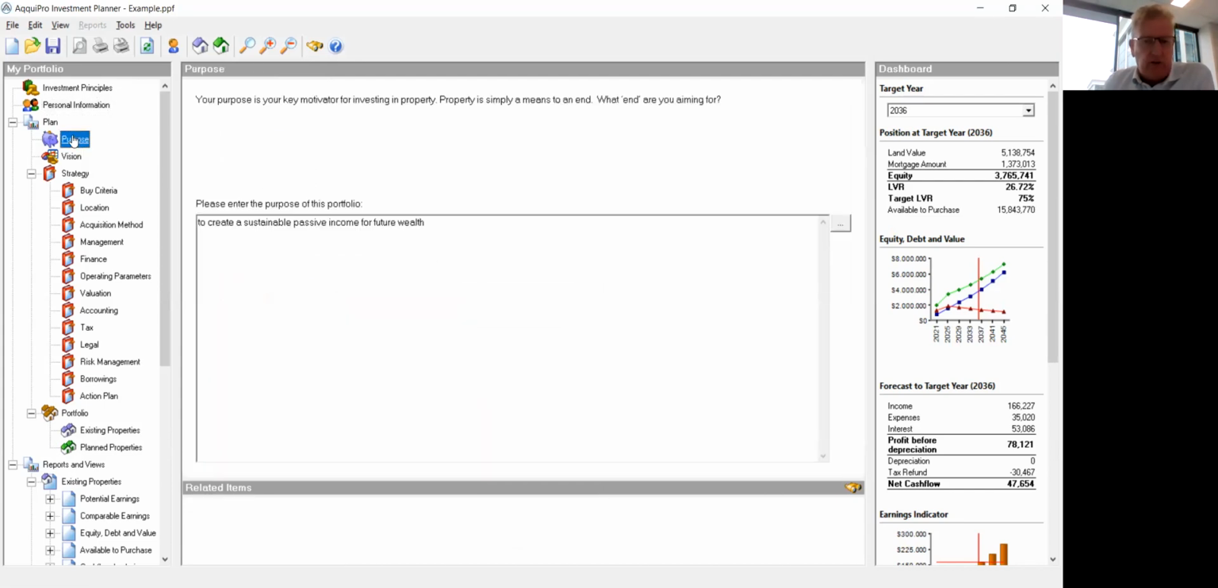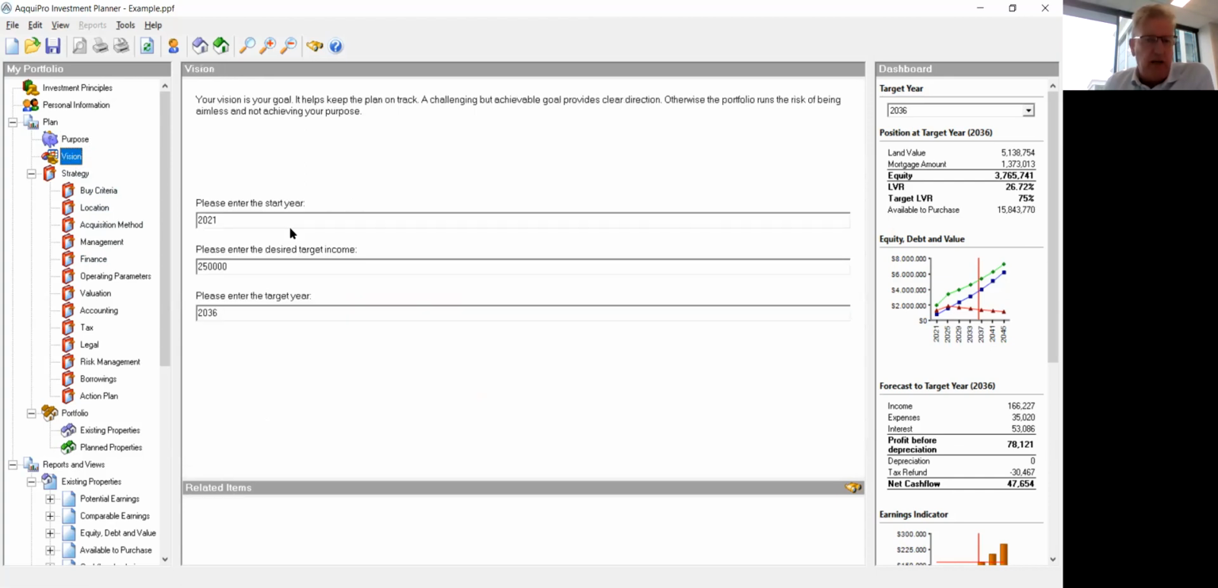Getting through into it, purpose, really this is just for report writing, add in a paragraph, which then when you create the report gets generated into. Important here though, the vision, what's your goal? So we're in 2021 now, so 15 years time, 2036. What's the gross income that the investor would like to earn? That's really the key objective of the tool, is to see if they can meet that requirement.